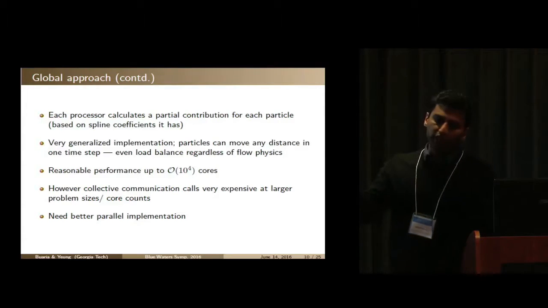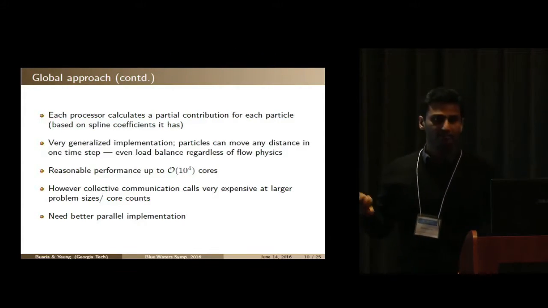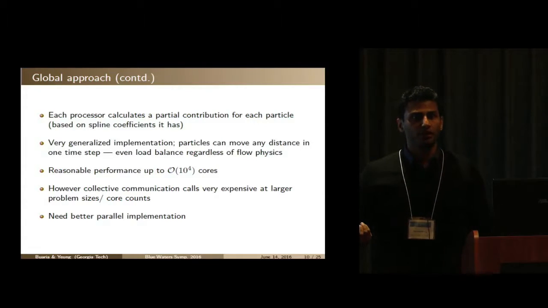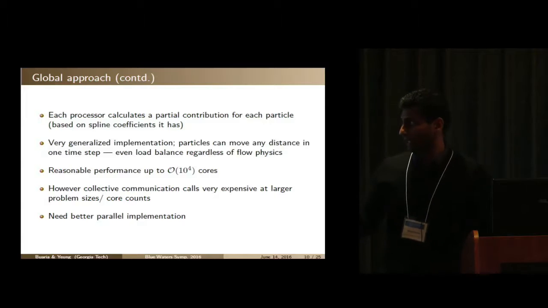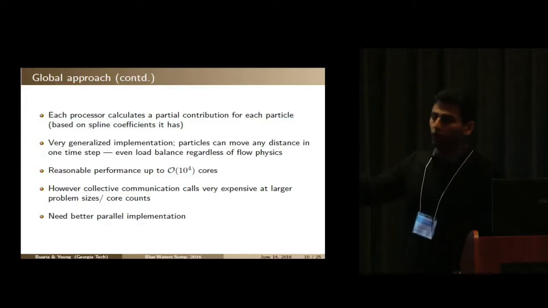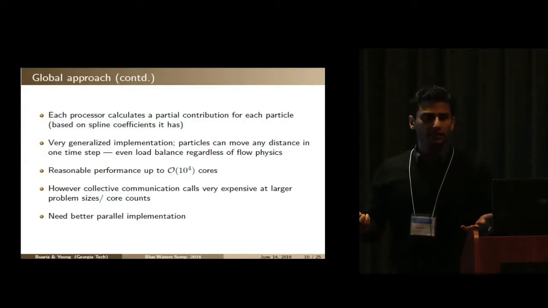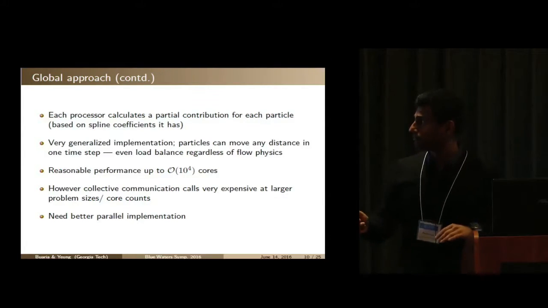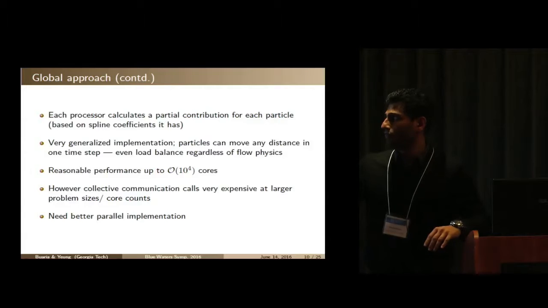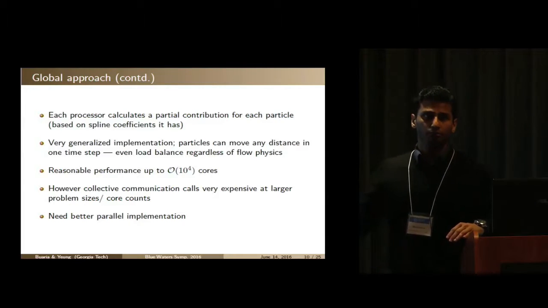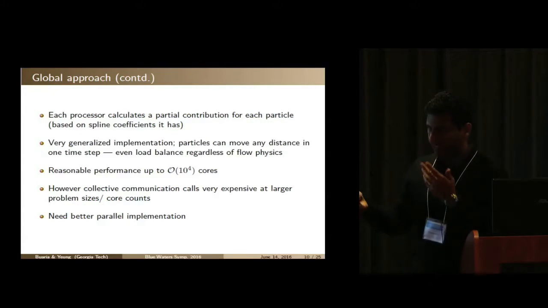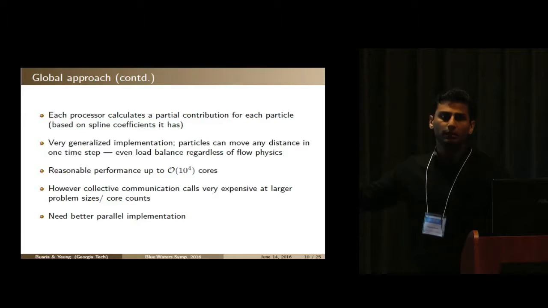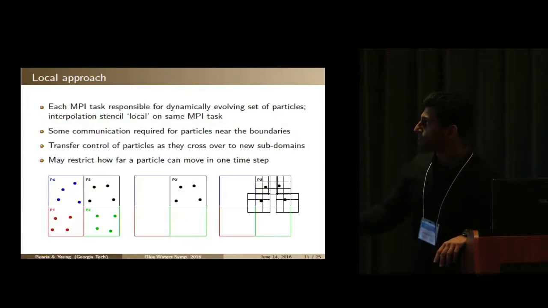And the good thing about this implementation is that it's very generalized, and the particles can move any distance that they want in a given time step. And I'll come to why that is. And because the number of particles is the same on each processor, the load balance is always uniform. But as we are using collective communication calls, they scale very poorly. So they become very expensive at the petascale problem sizes that we are interested in.